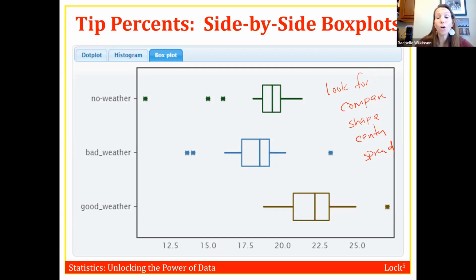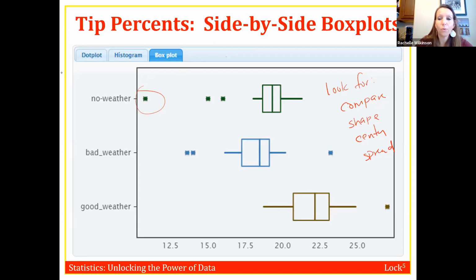The no weather, because we can see that low outlier down there, that's the lowest tip percent that anybody got, and it was part of the no weather. But if we're looking at on average, which one was lower, we can see that the bad weather is a little bit lower. So that's what we're looking for on there.